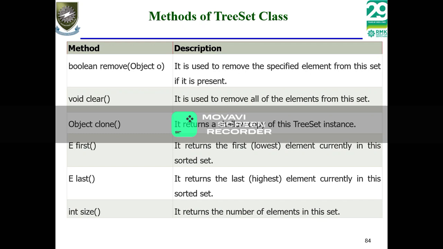First returns the first element, which is the first element currently in the sorted list. The last method returns the last element, which means the maximum element from your set. And size, by default, gives the number of elements available in your TreeSet.